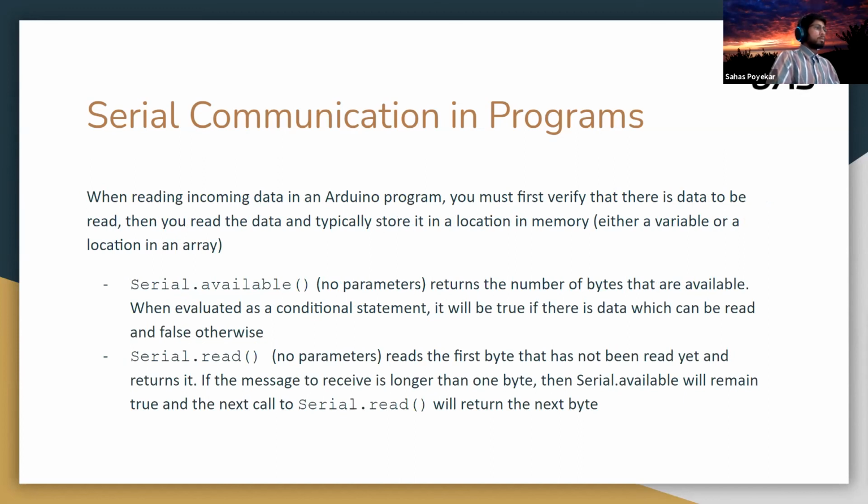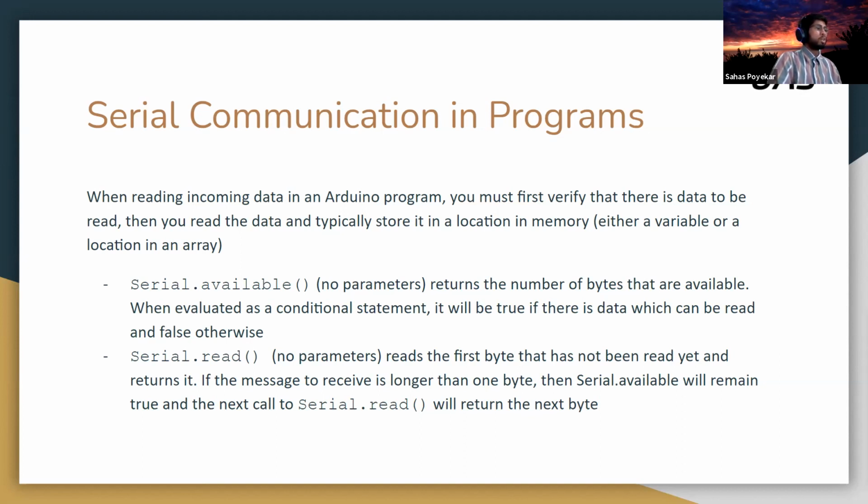When reading incoming data on an Arduino program, you'll first need to verify that there is data to actually be read in. Then you'll read the data and typically store it in a location in memory. Serial.available, with no parameters, will return the number of bytes that are available, and when we are evaluating this particular function, it'll return true if there is data, otherwise false.